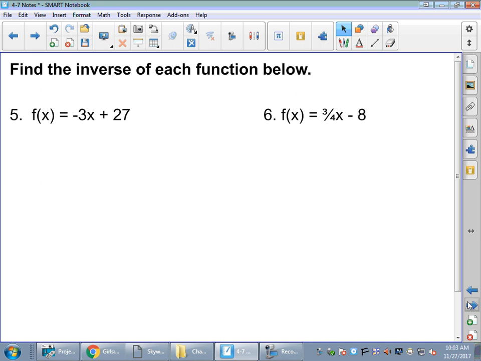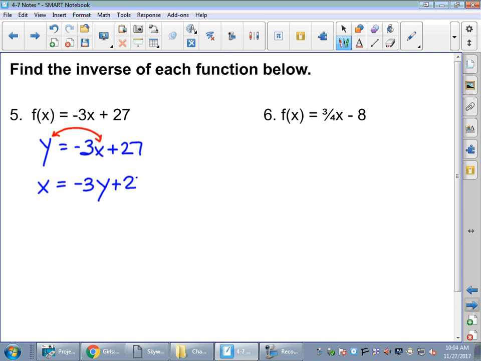So let's look at these examples. Number 5 here says f of x is equal to -3x plus 27. First step that we just had, and you can always refer to these when you're doing your homework, says replace the f of x with a y. So y equals -3x plus 27. So it's just changing the f of x to a y value. Second step says to flip-flop, switch x and y. So that -3 is going to stay there. Everything else stays in place. So this just becomes x equals -3y plus 27.